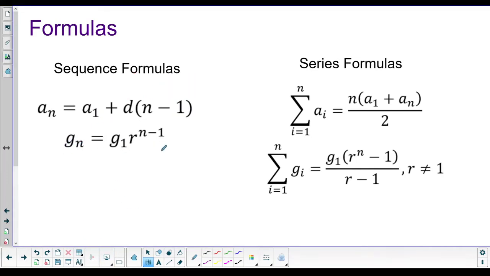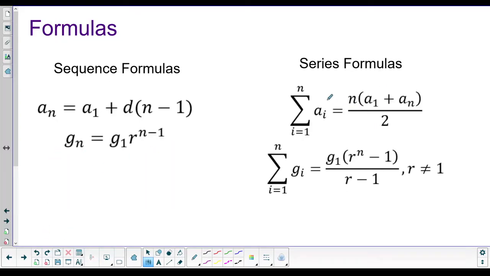This one is for our geometric sequence. So if I want whatever term number, if I want G13, I take the first number in the list, G1, times the thing I'm multiplying by to the n minus 1 power. This will give me the 13th number in the list.